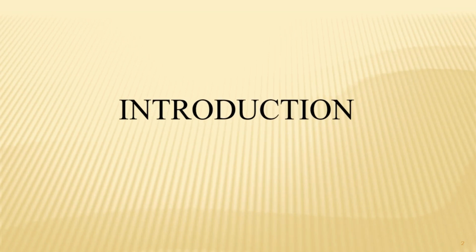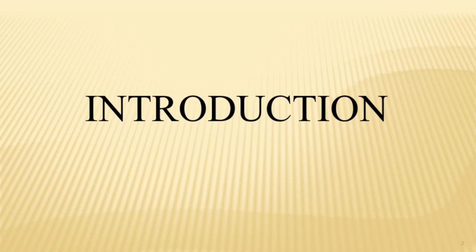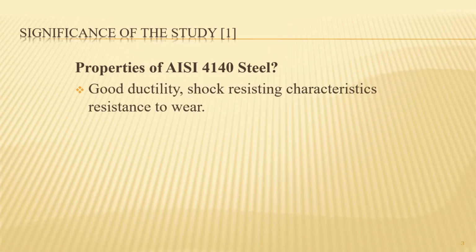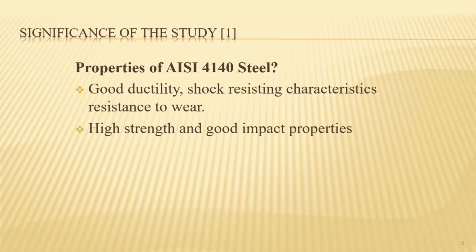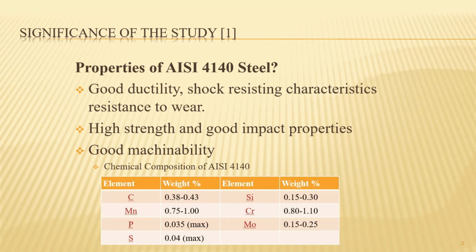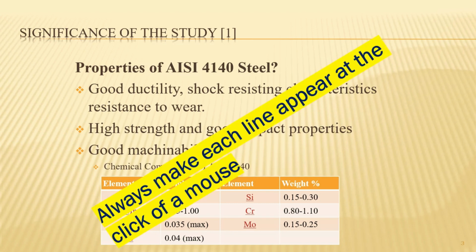Then on the second slide we have to start with introduction of the topic. Now in the introduction we may first of all present the significance of this study, like in this case if I am using AISI 4140 in my presentation topic, then my first introduction slide may contain the properties of AISI 4140 steel, and I may also present the chemical composition of 4140 steel like this.